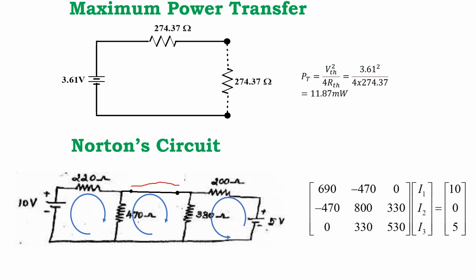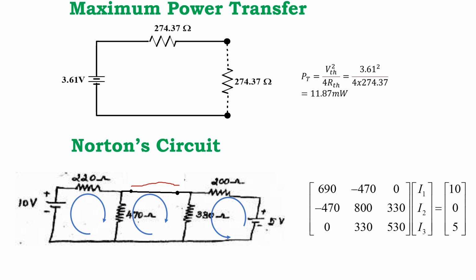So I obtained this matrix. How to put the matrix was discussed in the previous videos, so you can refer to the previous video to know how to construct it. For quick reference, I will tell it briefly. 690 is the sum of the elements in the first loop. 470 is common between 1 and 2, and 0 is common between 1 and 3. Similarly, the second row is common between 2 and 1, 800 is the sum of the elements in the second loop, and 330 is common between 2 and 3.